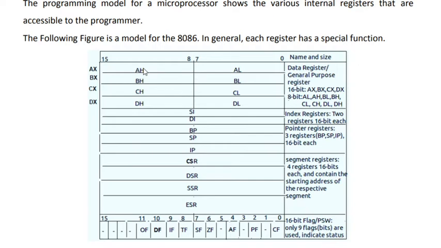So altogether, there are 14 CPU hardware registers in the 8086 microprocessor, each with its specific purpose: 4 general purpose registers, 2 index registers, 2 pointer registers, 4 segment registers, 1 instruction pointer, and 1 flag register. So this is a very simplified pictorial representation of the 8086 programming model. Now let us discuss each of these registers in detail.